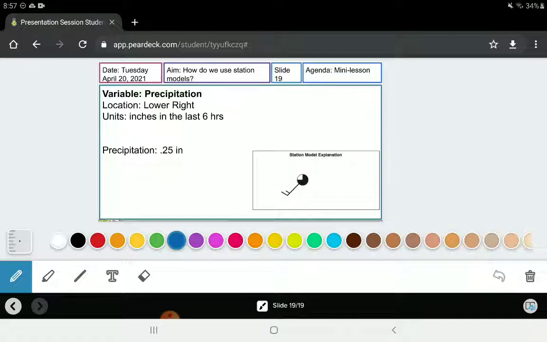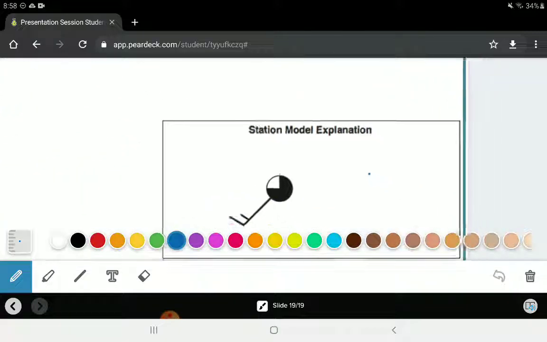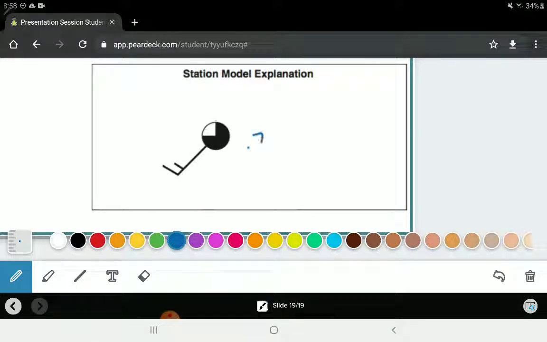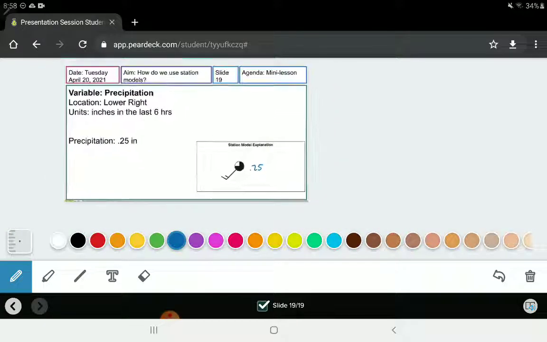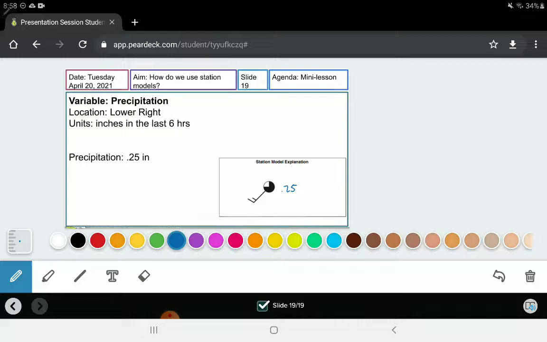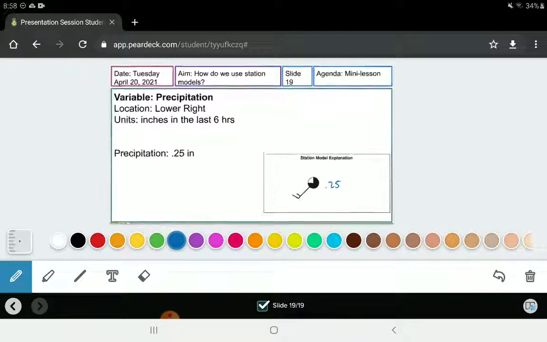Our last variable is precipitation. Precipitation is written on the lower right, and that's how much has actually precipitated in the last 6 hours. In this case, precipitation was 0.25 inches, so you would just write 0.25 down here. And that's it. There's a lot of information on station models. We don't really use them anymore, but that is how you would read one of those.